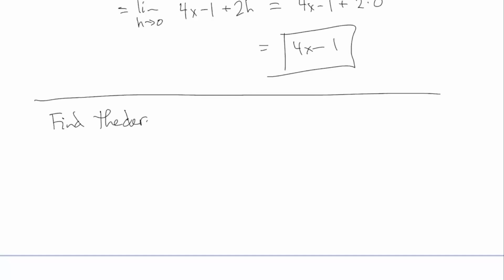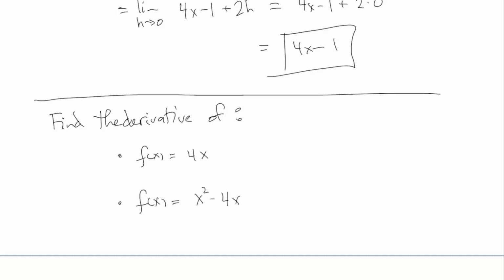Find the derivative of the first one, f of x equals 4x. And the second one, f of x equals x squared minus 4x.